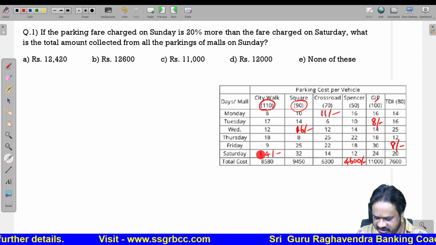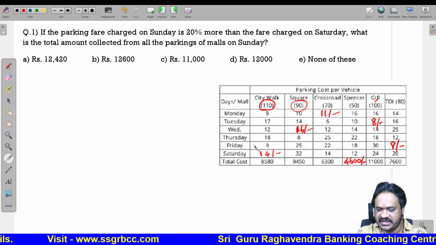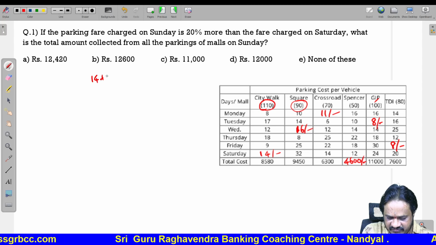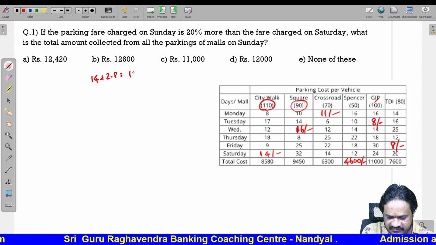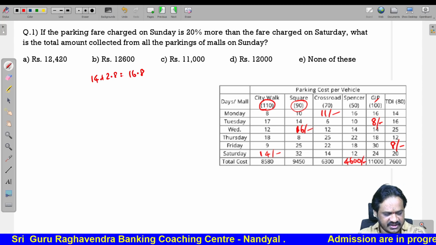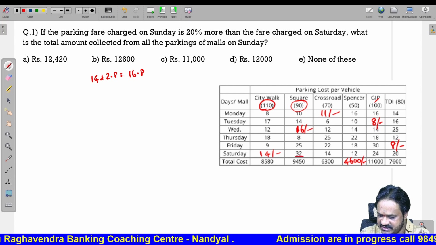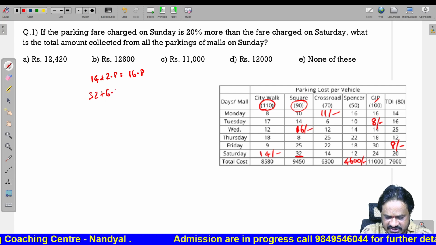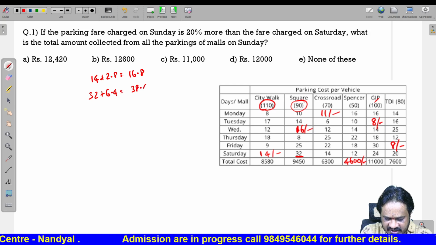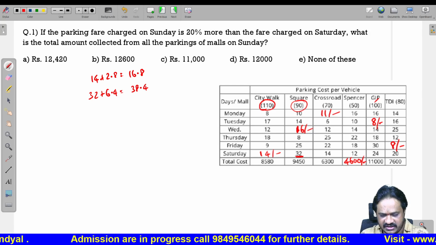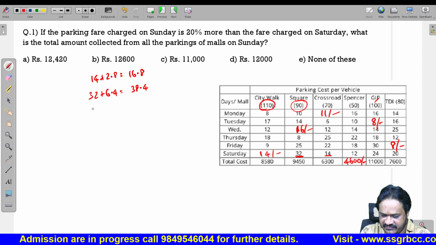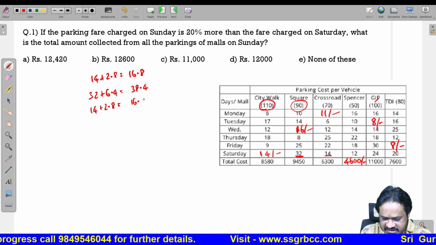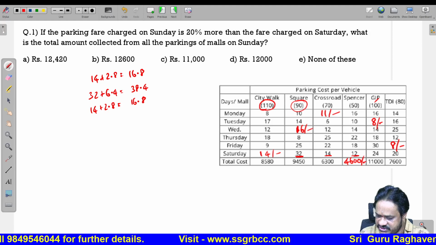Now this should be increased by 20%. 10% means it will be 1.4, 20% means 14 plus 2.8, that will be 16.8. Similarly, this is 32, that will be increased by 6.4, it will be 38.4. Similarly, this is again 14, 20% increase means 16.8.